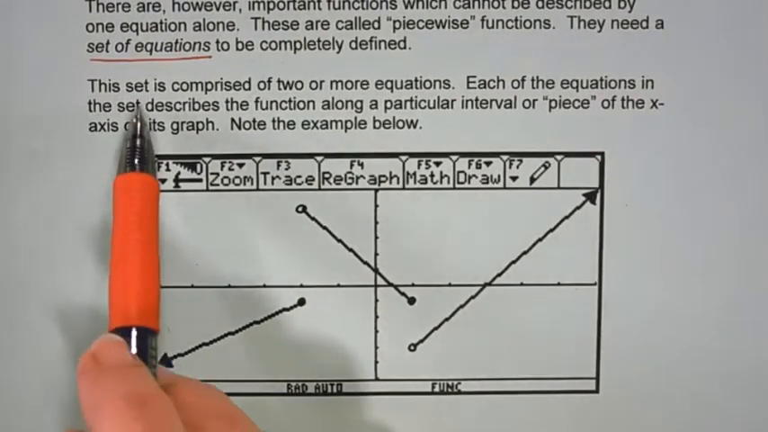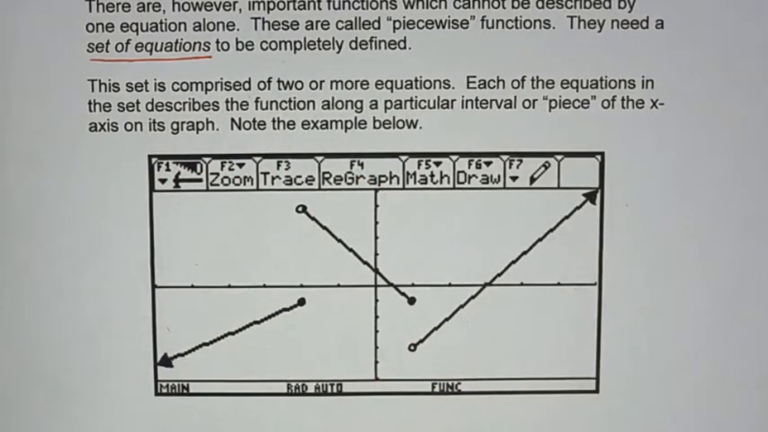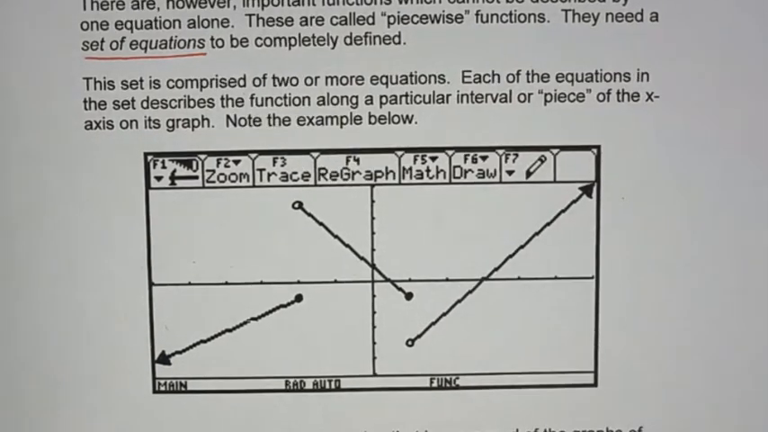This set of equations is comprised of 2 or more equations. Each of the equations in the set describes the function along a particular interval or piece of the x-axis on its graph. Let's look at the example below. Now, I've got 3 separate pieces in this piecewise defined function. Now, in order for us to do this example, I need to give you the values of the equations for each one of these pieces.